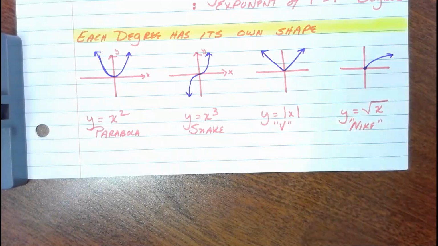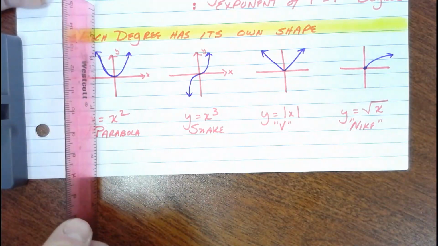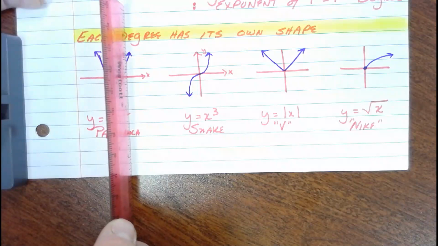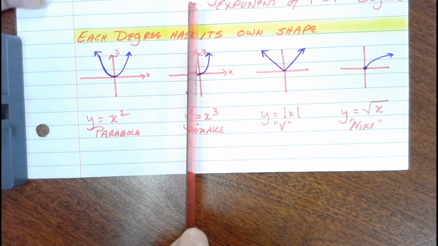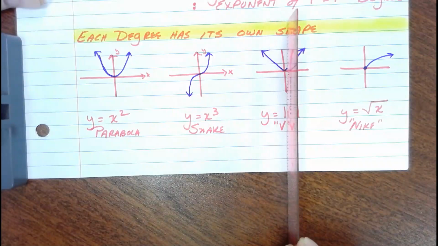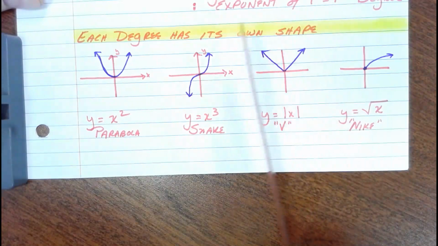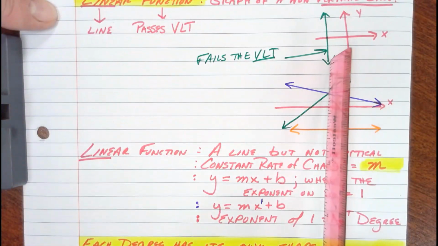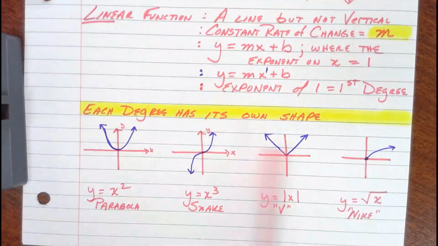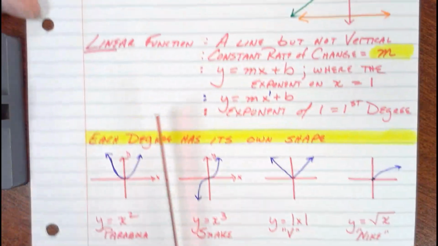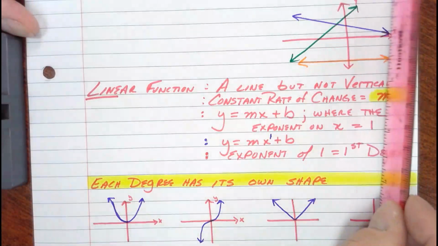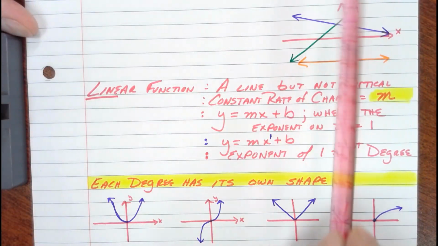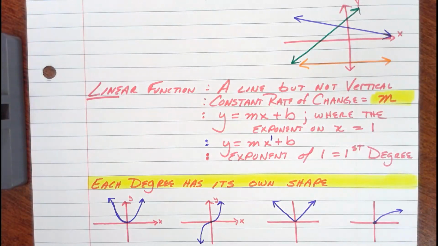You'll notice too that these are all functions. They pass the vertical line test. The one we have to be careful of is the line that is vertical. These are not going to be vertical, they're all going to pass. Lines are all functions except for the vertical line. It is the one that is not a function. Okay? Are we cool with that?